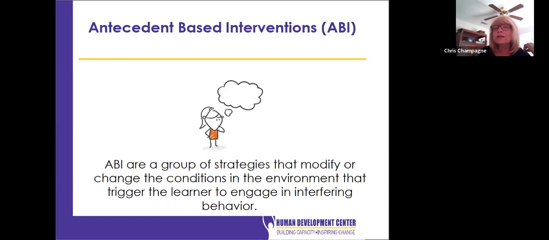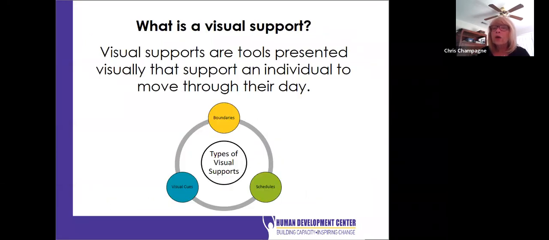So antecedent-based interventions are a group of strategies that focus on modifying or changing the conditions in an environment. And those are the conditions that trigger a learner to engage in interfering, or sometimes we call them challenging behaviors. So the idea of antecedent-based strategies is to prevent behavior from happening in the first place, right? So if we can look in the environment and observe the environment and see what the triggers are for students, a lot of those triggers can be altered or eliminated to prevent challenging or interfering behavior.